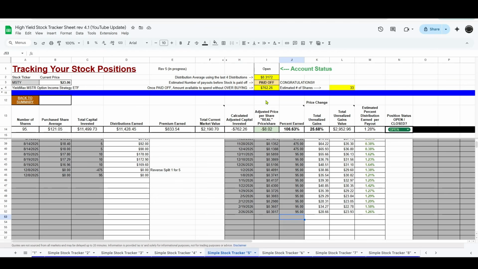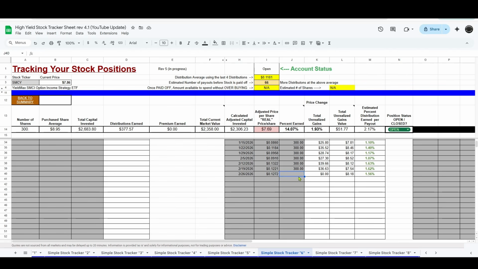Bringing it on down. And therefore for this one, that's $762.26 right here. Means that is how much that I can still use to buy more shares if I so choose and still keep this one in the paid off status. The estimated number of shares at that current price would be roughly about 33 shares. And that is an estimated number of shares because the price of MSTY, along with any other stock or ETF, does move minute to minute, right?